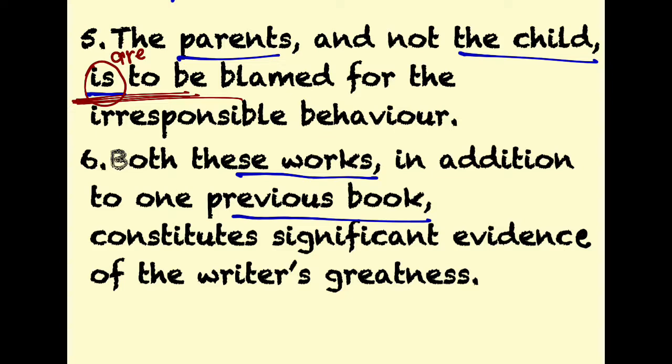Both these works, in addition to one previous book, constitutes significant evidence. Due to the presence of in addition to, this connector also dictates that the verb should agree with the first subject. The first subject was both these works, plural, but the verb here is singular. Why? Because it has an s added to it, and s with the verb says that the verb is singular. We need a plural verb because it has to agree with the first subject. We need a singular subject and singular verb.